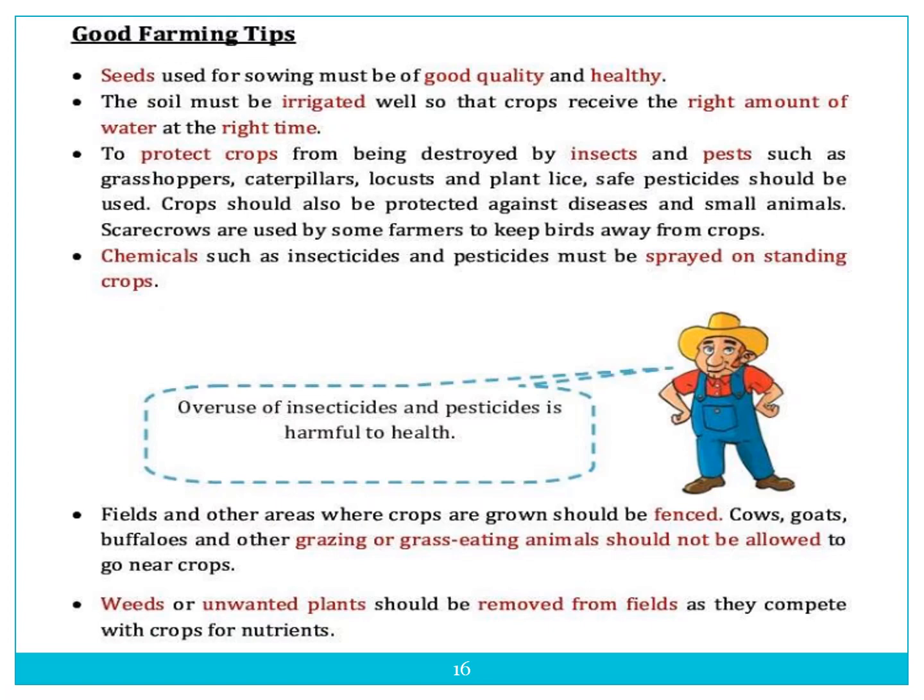Chemicals like insecticide and pesticide must be sprayed, but overuse of insecticide and pesticide is harmful to health. Fields where crops are grown should be fenced, and unwanted plants should be removed from the fields.